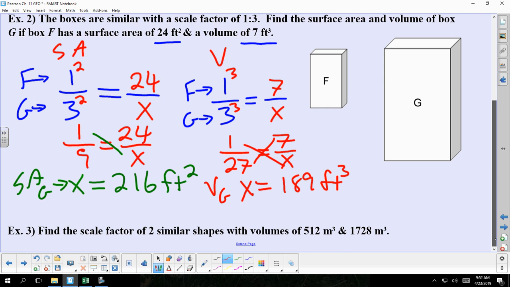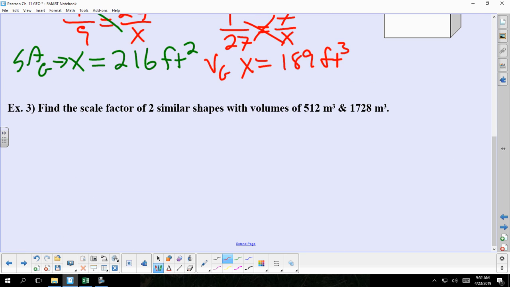The last problem we're going to set up: find the scale factor of 2 similar shapes with volumes of 512 and 1728. All right, so first what I want to do is reduce this fraction as low as it can go. Okay? And I'll show you one other method.